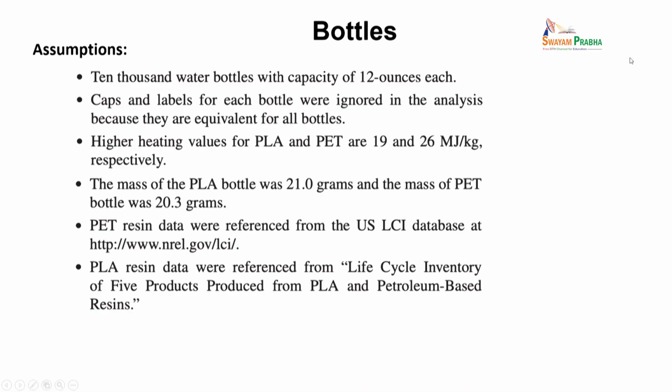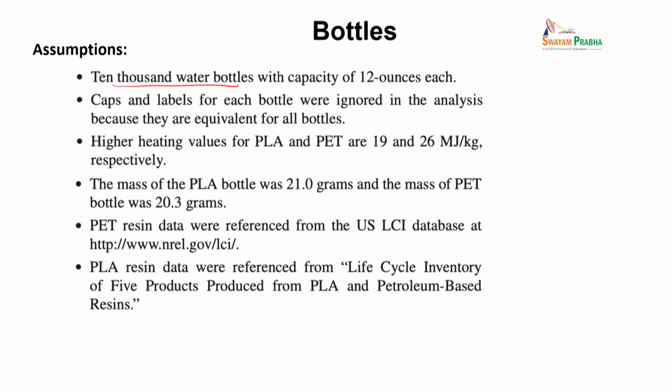Okay, so the first one talks about bottles. Here we are talking about LCA: forming assumptions, looking at inventory, then doing the impact analysis, and then interpreting it. Those are the 4 steps. The first step is to look at the context in which we want to do this LCA. In this study, they are looking at 10,000 water bottles with a capacity of 12 ounces. 12 ounces means roughly about 360 ml.